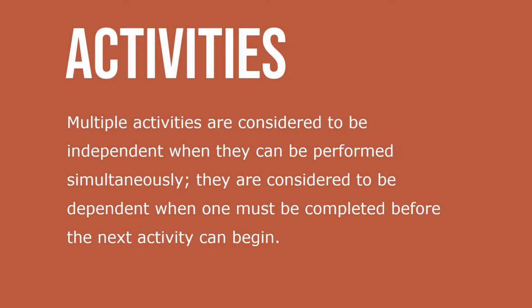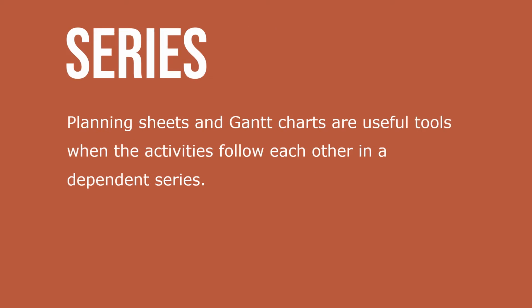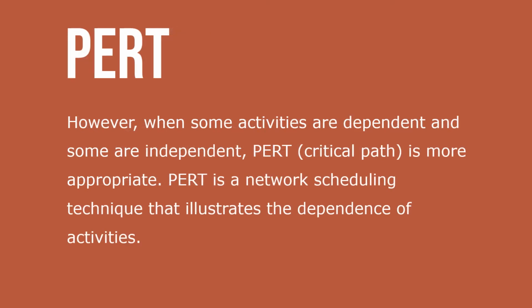Multiple activities are considered to be independent when they can be performed simultaneously. They're considered to be dependent when they must be completed before the next activity can begin. Planning sheets and Gantt charts are useful tools when activities follow each other in a dependent series. However, when some activities are dependent and others are interdependent, PERT, a critical path, is more appropriate.